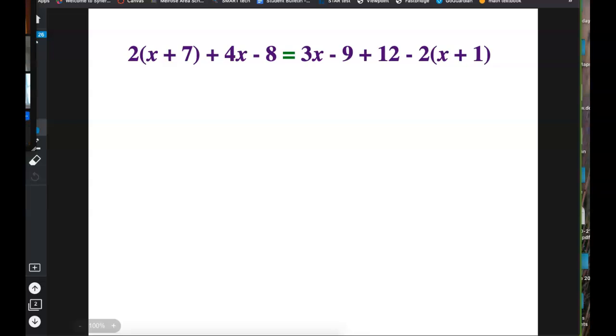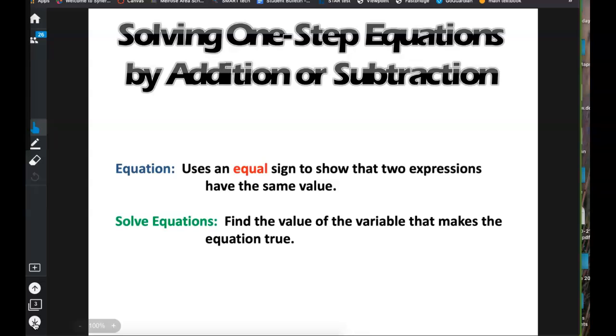Okay? And I don't think a whole lot of you could do this yet. In a couple weeks from now, I do think you would be able to do this. And for sure by the end of the year, because we will get to equations that are this long and complicated before the end of the year. Just not yet. So we are going to start very simple by just solving one-step equations.